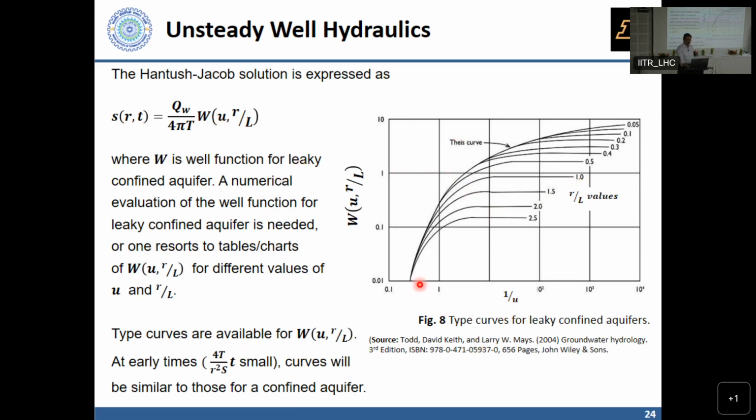You'll notice that when 1 over u is small, all these curves essentially coincide. That means for 1 over u small, leakage is not going to be an important factor. And if you recall, 1 over u is given by this quantity. So 1 over u is small at small times t, or very large distances r, and all these curves will essentially be the same. But at later times, we will have the effect of leakage becoming more prominent.